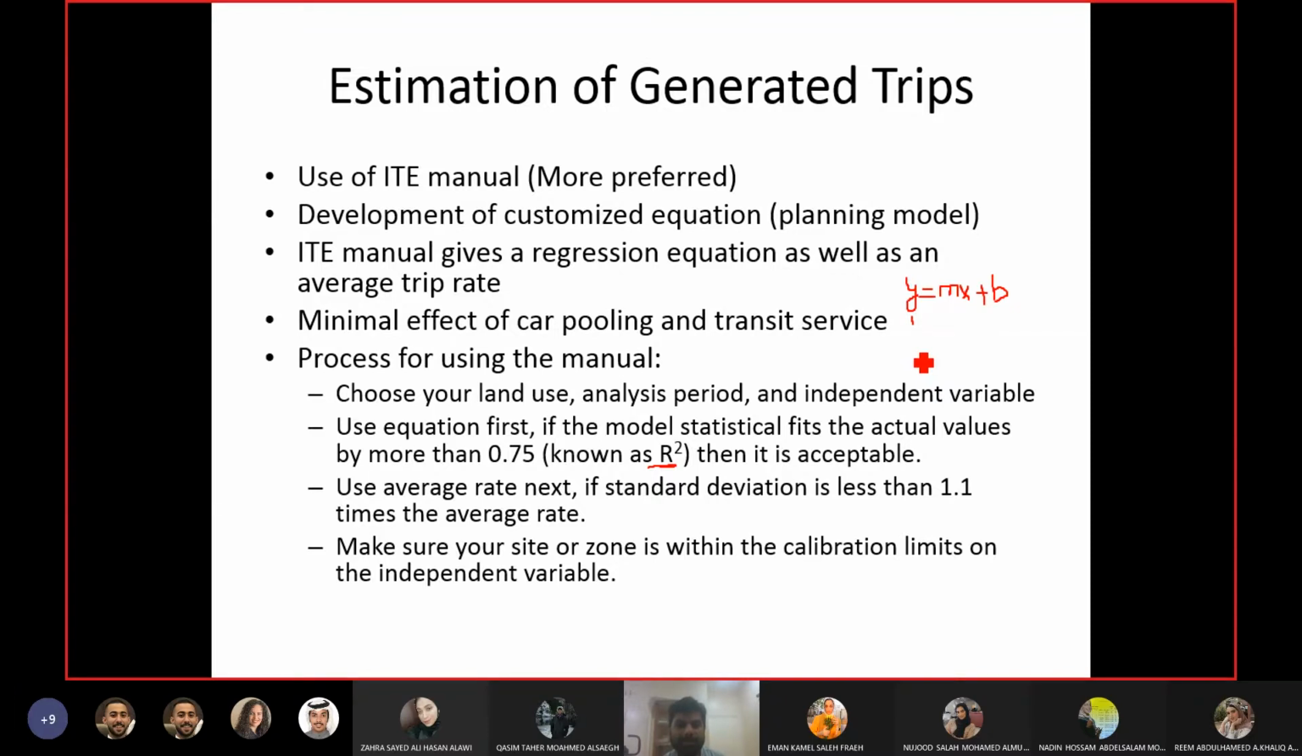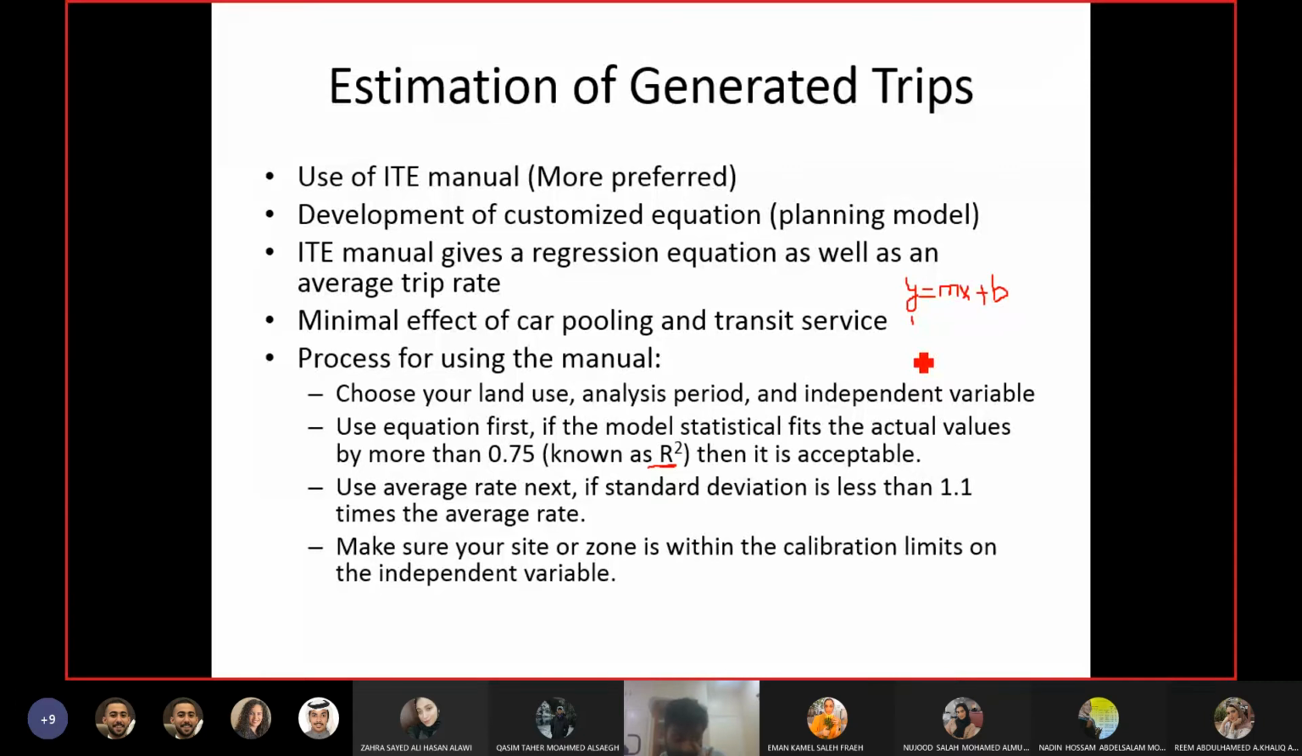So how close is acceptable? More than 0.75 is acceptable. If the similarity between the trend of y and the actual trend of actual values is, you can say 75%, 0.75 means 75% or more, you will accept the regression equation.